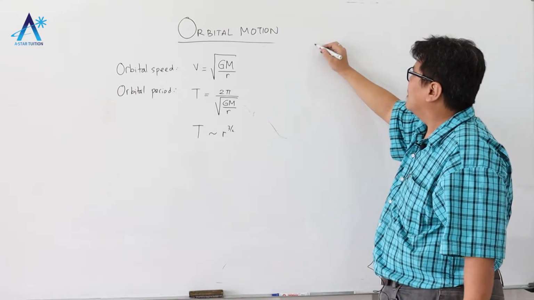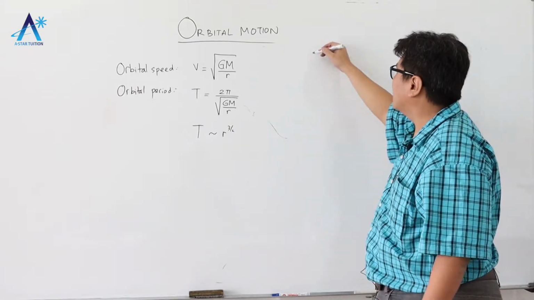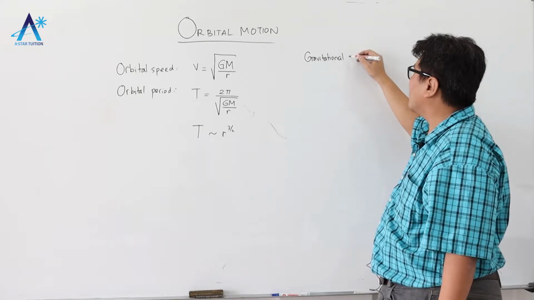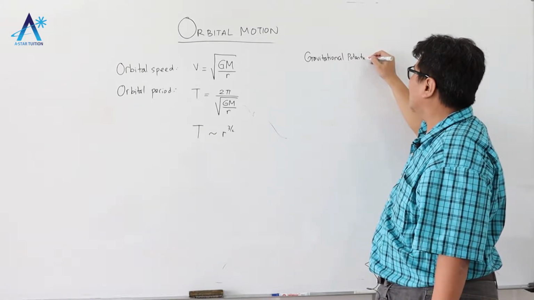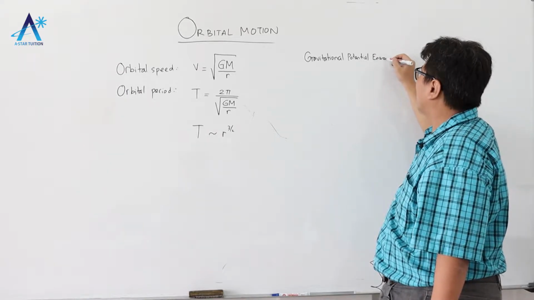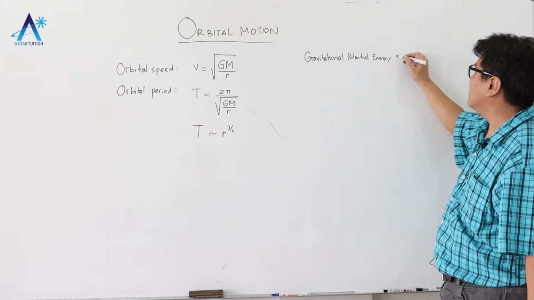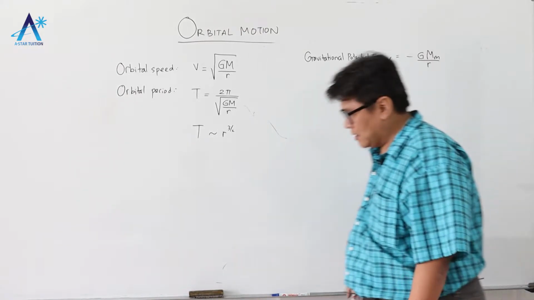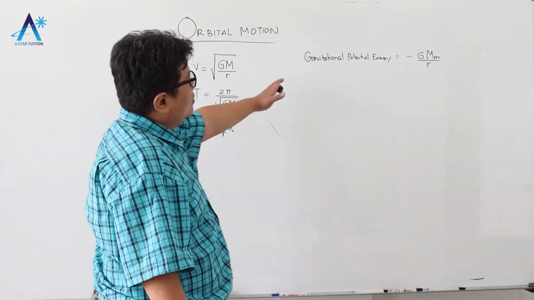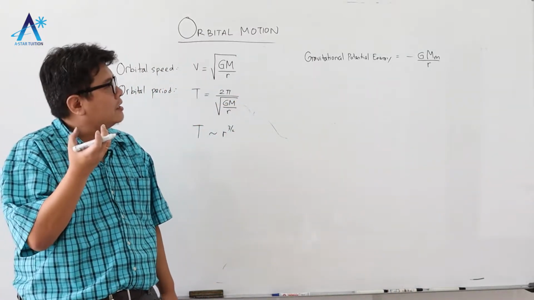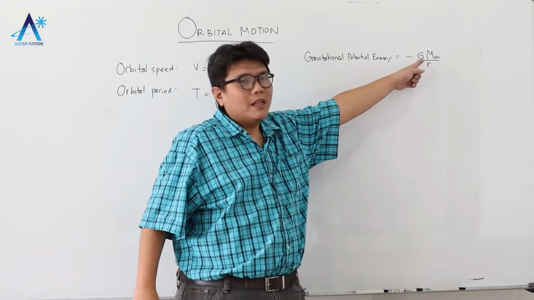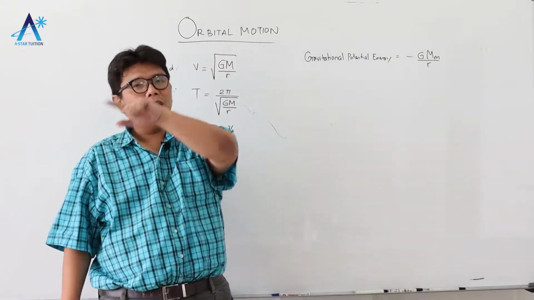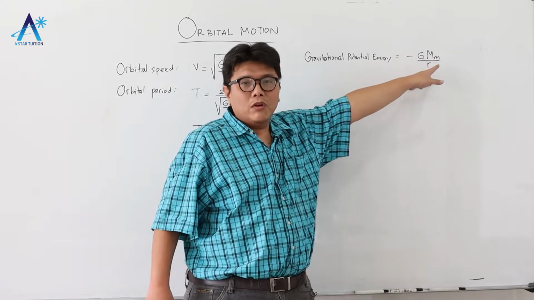So remember, we have potential energy, the gravitational potential energy, the kinetic energy, and the total energy. So let's talk about the gravitational potential energy first. From the previous video, the formula is minus GMm over r. Let's say that the stationary entity is the one with capital M, and the moving or orbiting entity is the one with mass lowercase m.